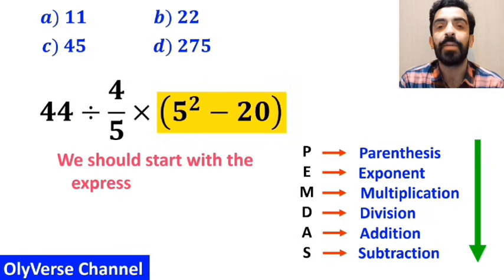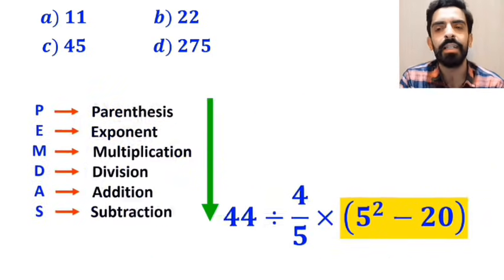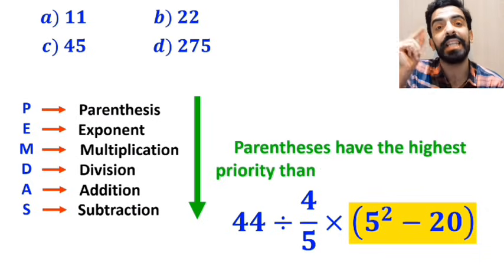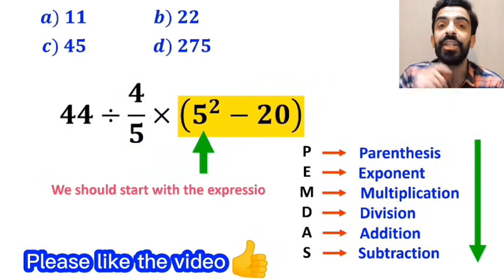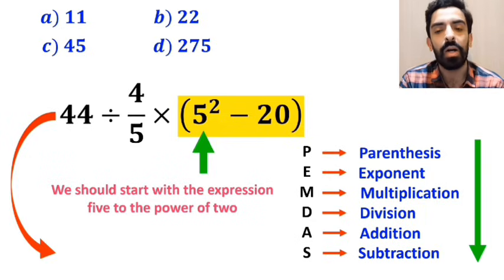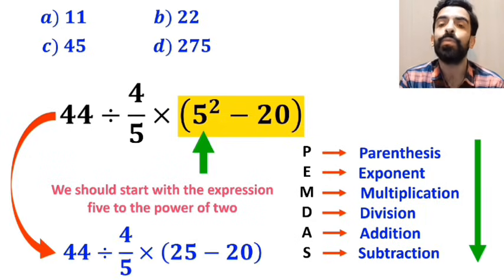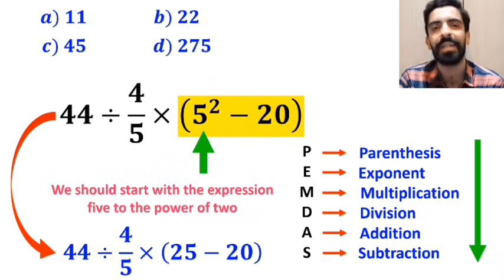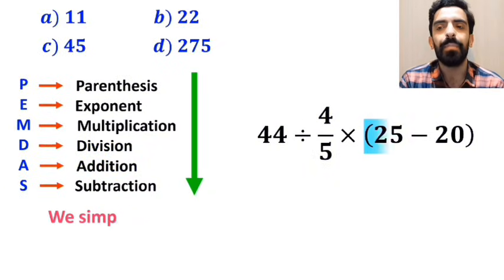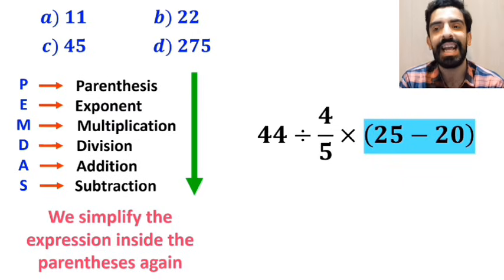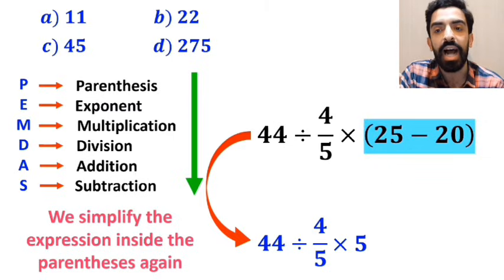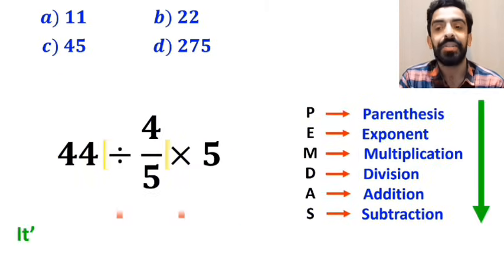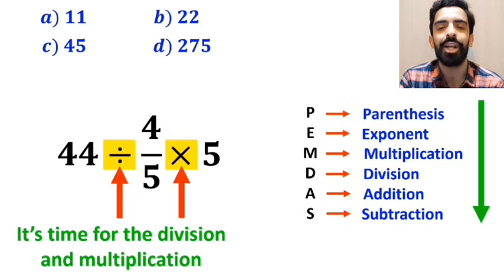So, we should start with the expression inside the parentheses first, because parentheses have the highest priority over the other operations. And inside the parentheses, we should start with the expression 5 to the power of 2. So, instead of this expression, we can write 44 divided by 4 over 5 times (25 minus 20). And the next step, we simplify the expression inside the parentheses again. And instead of this expression, we can write 44 divided by 4 over 5 times 5. Alright, now it's time for the division and multiplication.